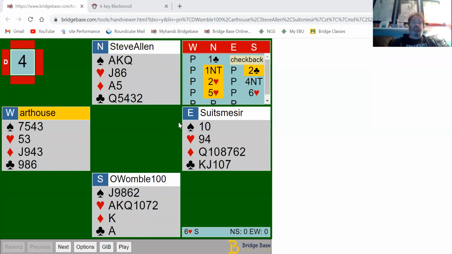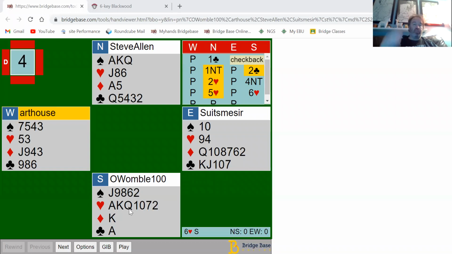Okay, I've just had an interesting hand on the other table, and it's how to get to seven hearts. The bidding starts with partner, one club, pass, one heart, pass, one no trump, which should be 15 to 17 points, pass.